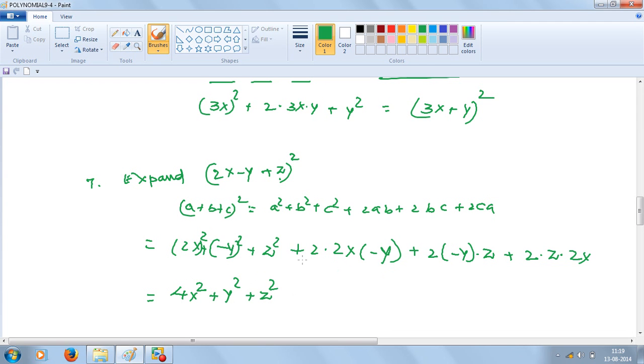So here 2 into 2 is 4xy, because minus is that, so it becomes minus 4xy. Here 2yz is that, minus is that, minus 2yz, plus 4zx. That is the answer. Now you see, when y is minus, xy is becoming minus, yz is becoming minus, and zx is plus. It's very easy, you can just check. So xy is minus, yz is minus, zx is plus.